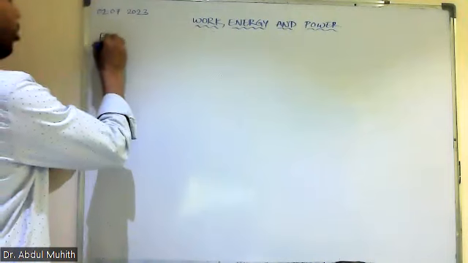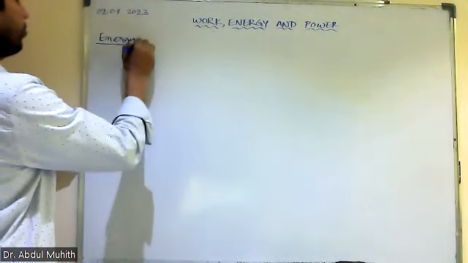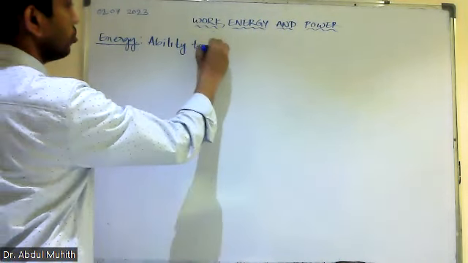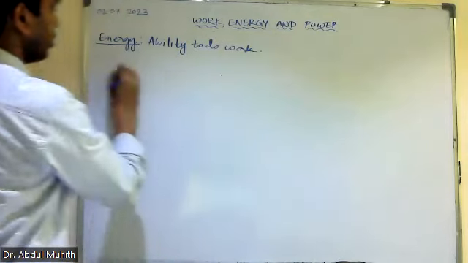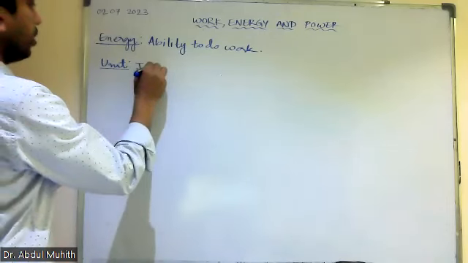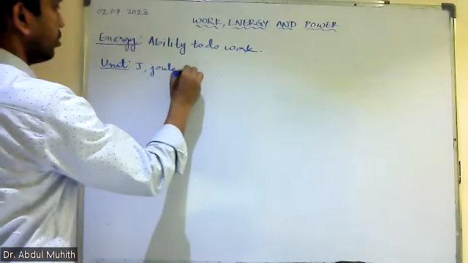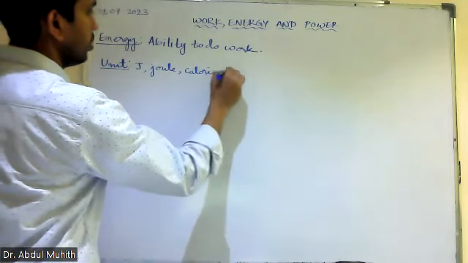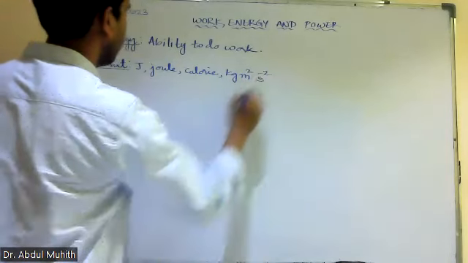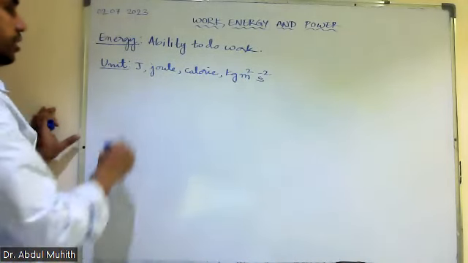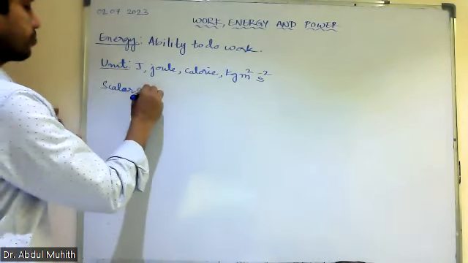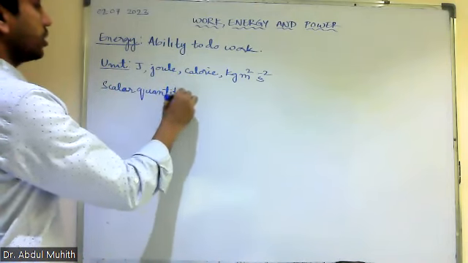Energy. How do you define energy? Ability to do work. Ability to do work is energy. So the unit of energy is joules, or calorie, measured in kg meter square per second square. It is a scalar quantity. Energy is a scalar quantity.